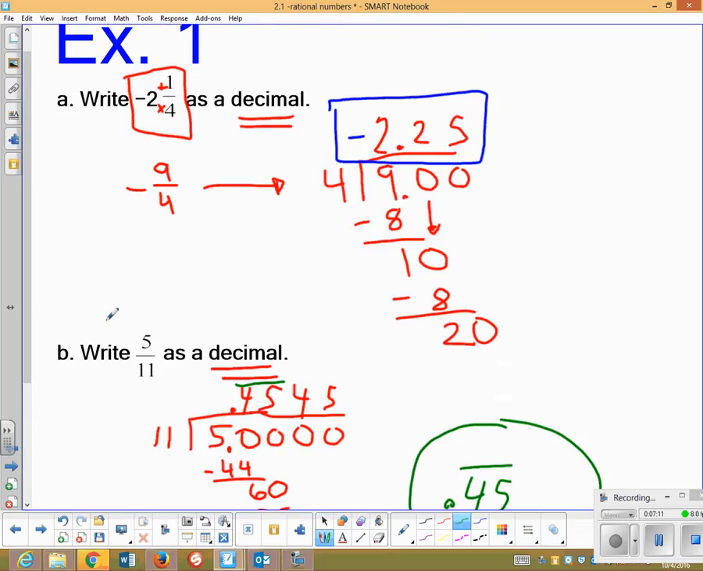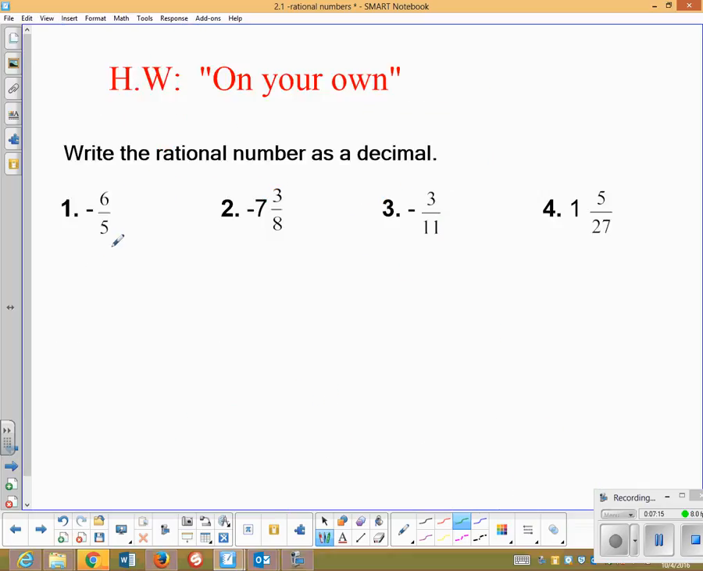Okay, so this was converting fractions to decimals. So I would like for you to take these fractions here and change them into decimals. Don't forget, if you have a mixed number, you've got to change it to an improper fraction. So number 2 and number 4. So this is on your own. If you can do this on a separate sheet of paper and not in your notes, that would be great. So problems 1, 2, 3, and 4. Any questions you have, I will answer them tomorrow.